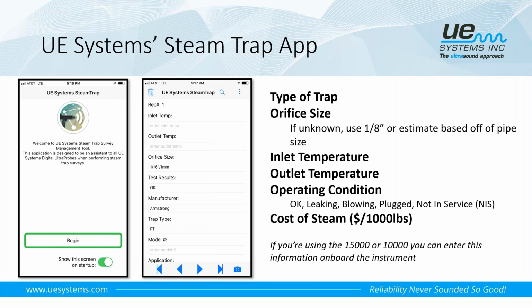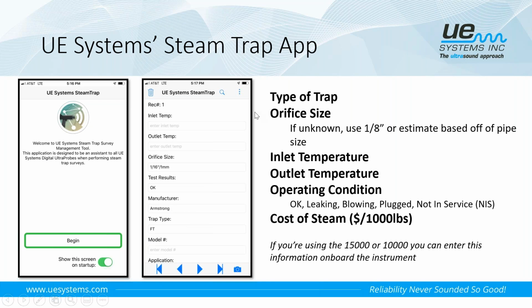But again, the Steam Trap app, that's what the icon looks like. So it'll start you off here. We do begin, and it takes you to Steam Trap number 1. So we can enter in the inlet temperature, the outlet temperature, the orifice size, the test result. Is it working properly? Is it leaking by? Is it failed open? Is it failed closed? Or is it not in service? We have the different manufacturers of steam traps, the type of trap. So that's going to be your floating thermostatic, your inverted bucket, etc. So we allow you the ability to enter in all sorts of information related to that steam trap.